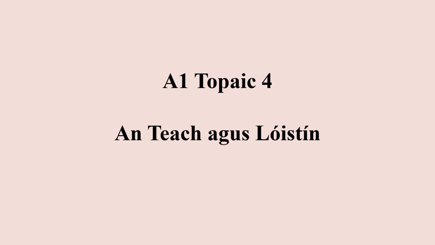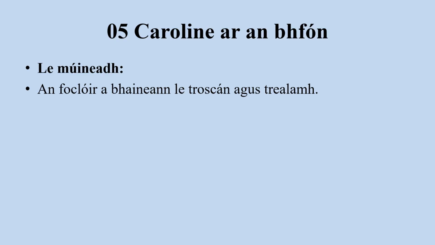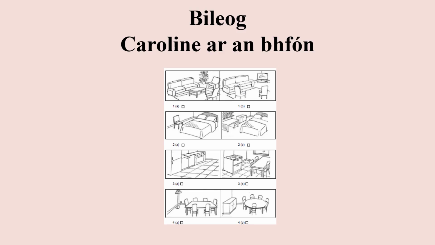Level A1 Topic 4, The House and Accommodation. Section 5, Caroline on the phone, and we'll be focusing on listening in this activity. We'll be learning vocabulary for appliances and furniture. You'll need the handout Caroline on the phone for this activity. Links to the handouts are in the description box below.